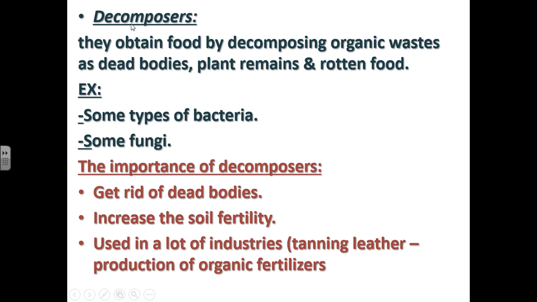Decomposers. What are the decomposers? They obtain food by decomposing organic wastes such as dead bodies, plant remains, and rotten food. For example, we have some types of bacteria and fungi. So, bacteria and fungi are decomposers. They decompose the dead bodies, the plant remains, and rotten food.